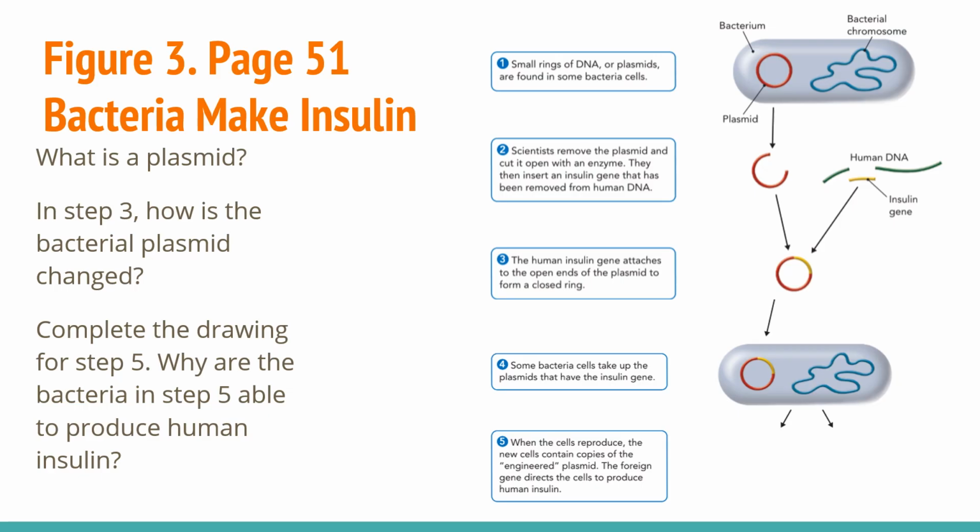Scientists then remove the plasmid and cut it open with an enzyme. They then insert an insulin gene that has been removed from human DNA. The human insulin gene attaches to the open end of the plasmid to form a closed ring. Some bacteria cells take up the plasmids that have the insulin gene. When the cells reproduce, the new cells contain copies of the engineered plasmid. The foreign gene directs the cells to produce human insulin.